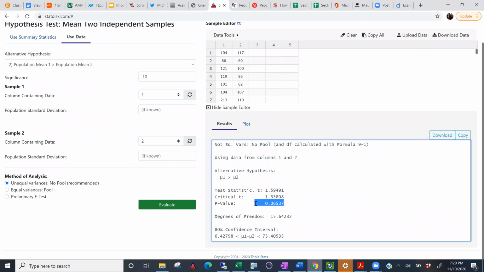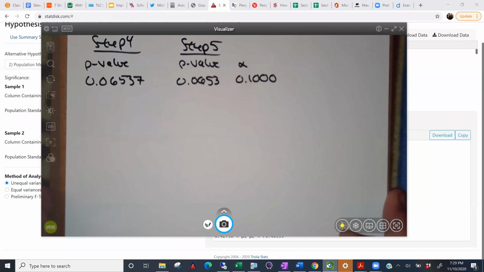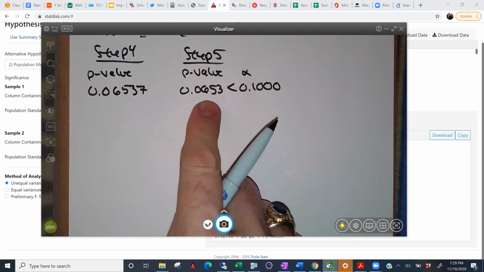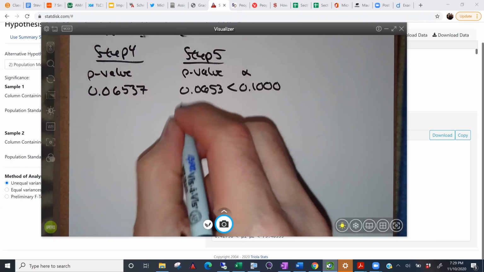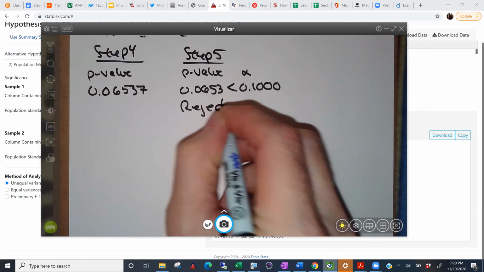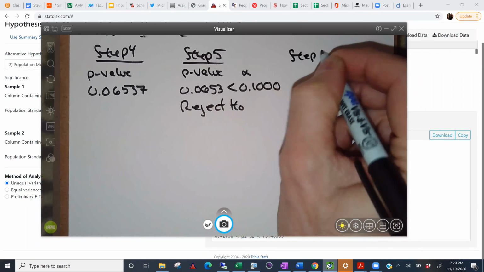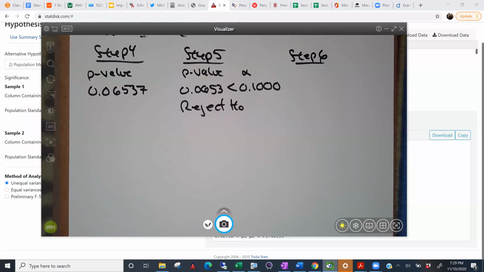So that brings us to step 5. How does our p-value compare to alpha? It's less than alpha. Yeah, it's less than alpha. Excellent. So if p is low, H naught must go. Reject H naught. And finally, step 6, we got to state our conclusion in words.